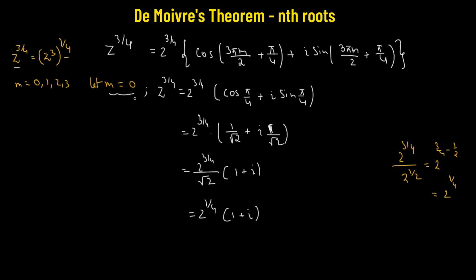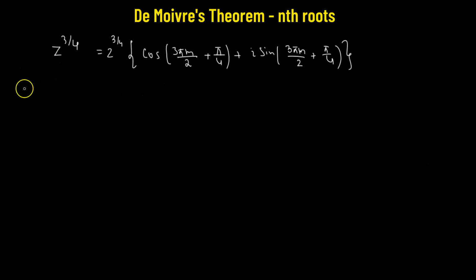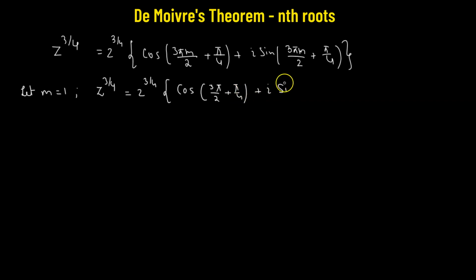Now we will consider the value of m to be equal to 1. So we'll have m equal to 1 such that z raised to the power of 3/4 will be equal to 2 raised to the power of 3/4 all multiplied to cosine of 3 pi over 2 plus pi over 4 plus iota times sine of 3 pi over 2 plus pi over 4. This is going to give us the value 2 raised to the power of 3 over 4 multiplied to, now here we have 3 pi over 2 plus pi over 4. So this simply means that we have an odd multiple of pi over 2.